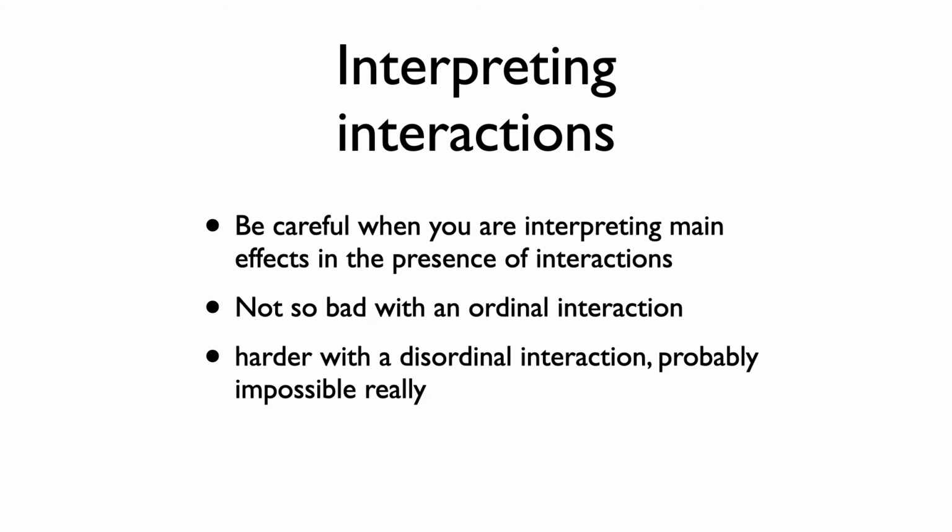An ordinal interaction is one where the order of the main effects is preserved. A disordinal interaction is one where the order of the main effects is not preserved. So it's almost impossible. Like I said, I can do it statistically, but I don't know that I can do it in how the real world works, if that makes any sense.